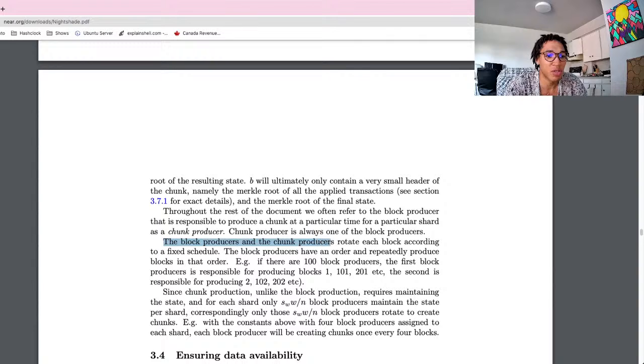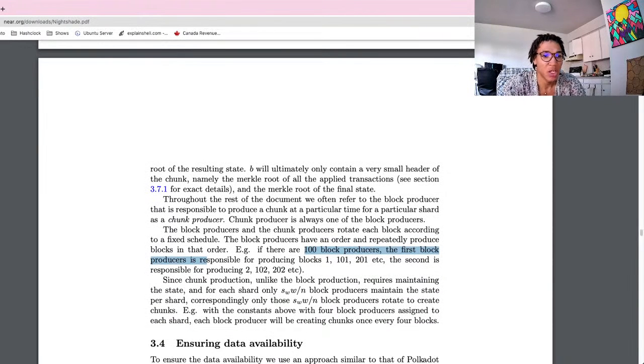The block producers and the chunk producers rotate each block according to a fixed schedule. Okay, so they try and make it fair, maybe? The block producers have an order and repeatedly produce blocks in that order. Okay, so they do it in the same order all the time. For example, if there are 100 block producers, the first block producer is responsible for producing blocks 1, 101, 201, etc. So at least you know when it's your turn.